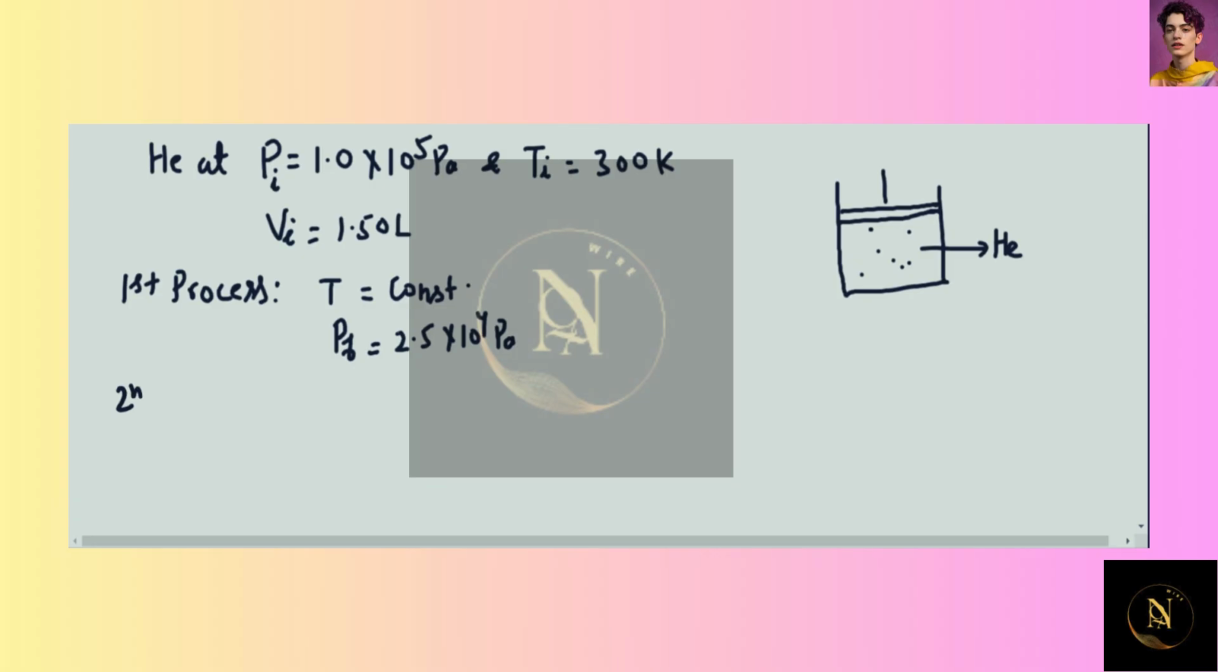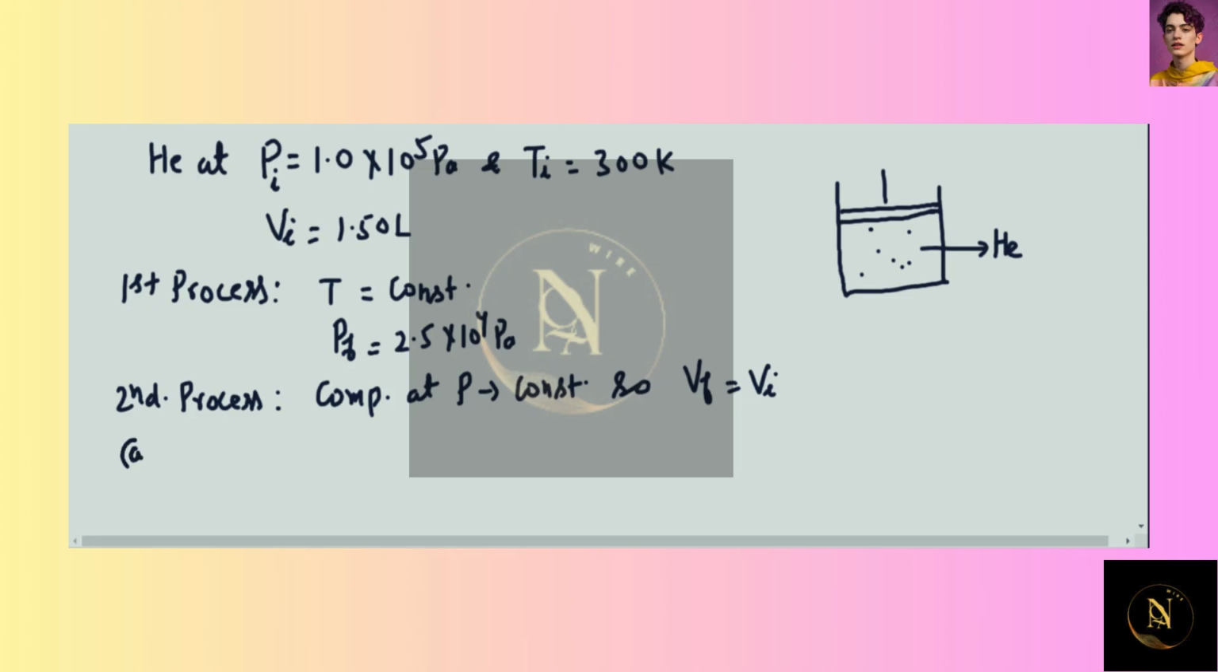And in the second process, the gas is compressed at constant pressure, so that the final volume becomes equal to the initial volume of 1.5 liter.